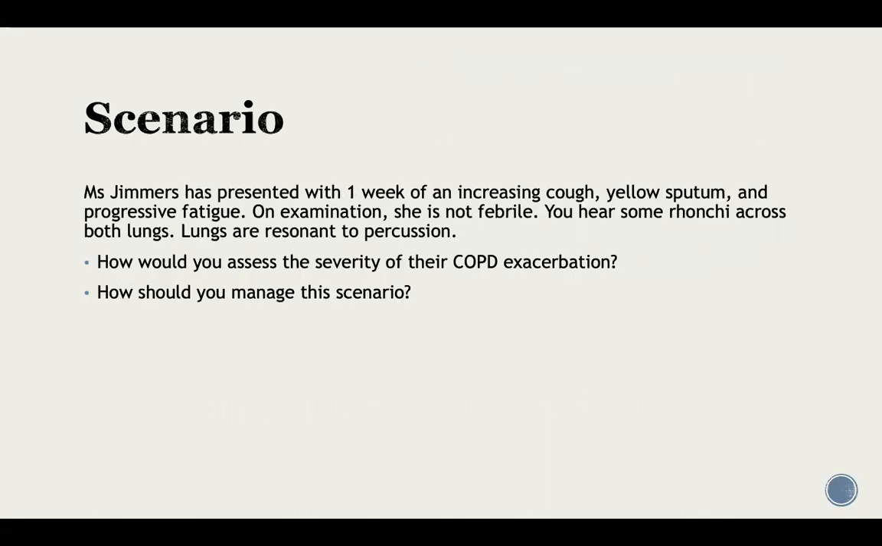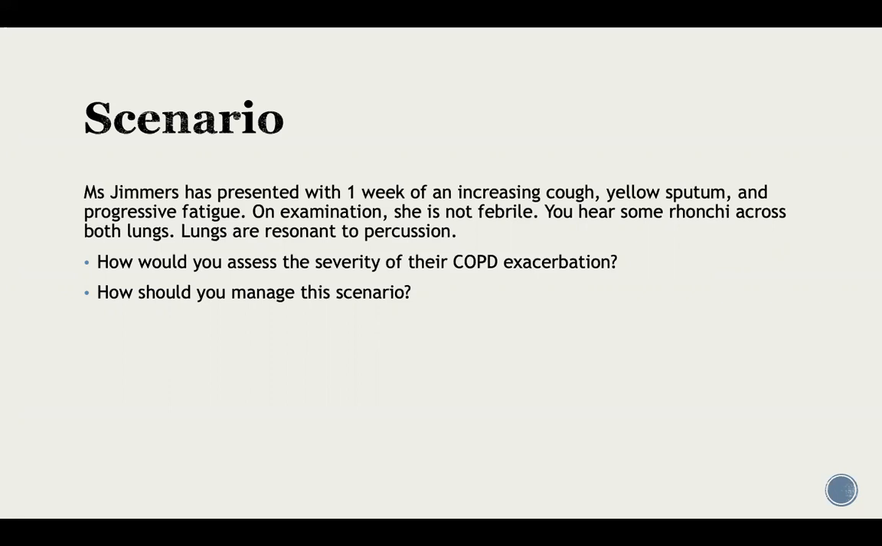Okay, Mr. Jimmers has presented with 1 week of an increasing cough. He's got a COPD exacerbation because he's got change in sputum, change in symptoms, and history of, like, sorry, Miss Jimmers. So you notice the lungs are resonant to percussion. You hear rhonchi. It's sort of like saying that it can be quite severe COPD at baseline because you're getting like bullae and COPD-induced bronchiectasis, traction bronchiectasis. So to assess the severity though, all you have to do is check their MO score, check their symptoms at baseline, and then start doing management.